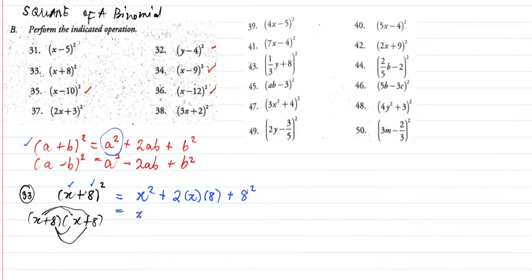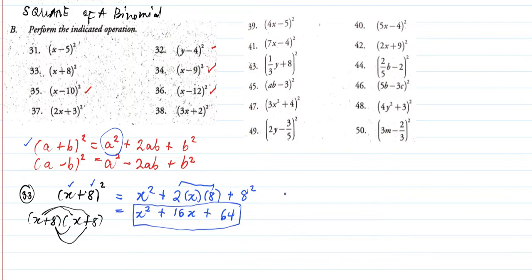Simplify lang natin. You have x squared plus 2 times x times 8. So, yung 2 at 8 lang yung pwede mag-multiply dyan, no? 16. And then, just put x there. And then, plus 8 squared, which is 64. And this is your final product or yung expanded form natin. Okay, let's try another one.